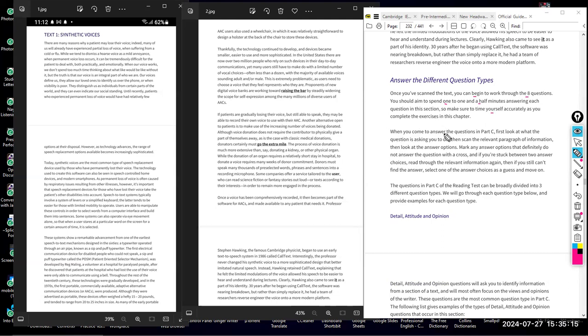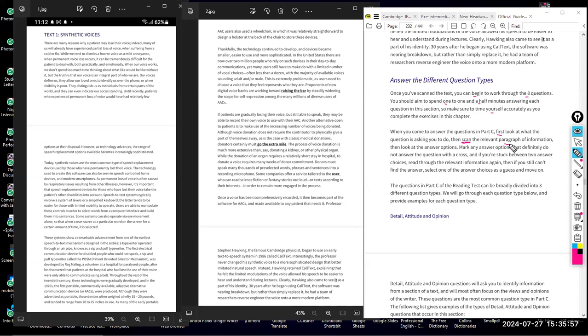When you come to answer the questions in part C, first of all, look at what the question is asking you to do, then scan the relevant paragraph. This is exactly what I meant. In the beginning, please, Joel, you have to skim. By skimming only, I need you to get the main idea of the passage. You have to read really fast. When you finish, you have to take a look at the question. I have to understand the question. Then I have to scan. Scan is to look for specific information in the relevant paragraph, because sometimes in the questions, they are going to name the paragraph that you have to scan.